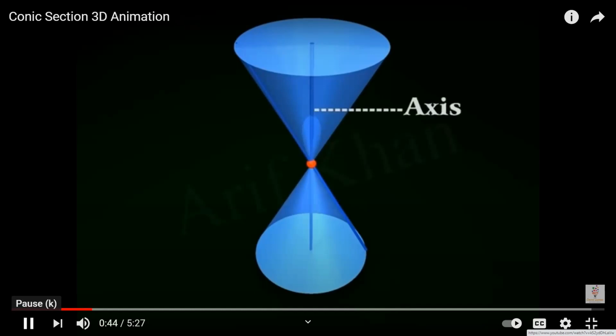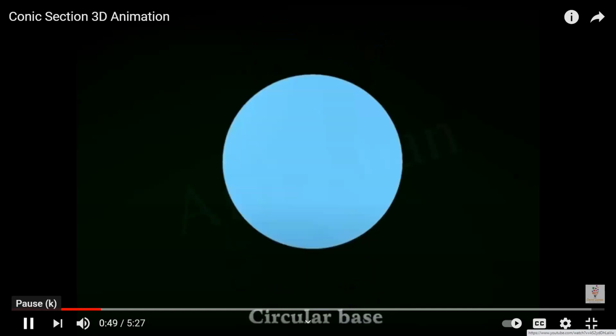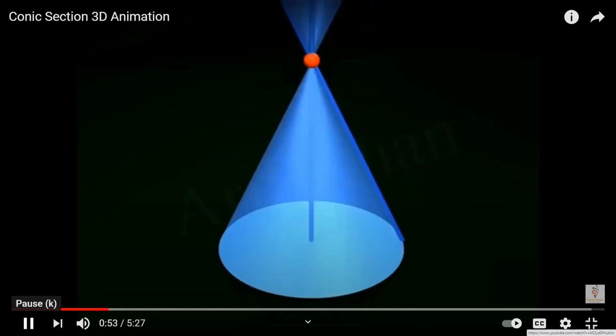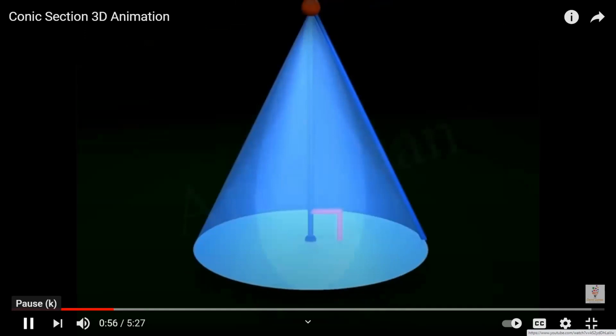And that fixed line is known as the axis. The fixed line is known as the axis. The line which we rotated is known as the generator of the cone. The point of intersection of the generator and the axis is known as the vertex of the cone. This is called a right circular cone because its base will be circular. And the speciality of a right circular cone is that the axis is perpendicular to the base.